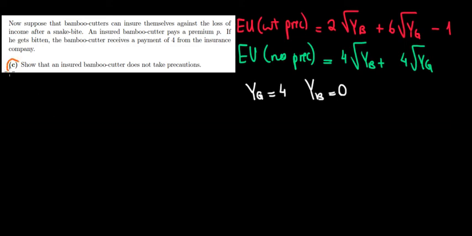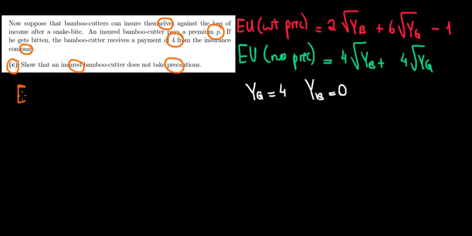Let's solve part C now. Suppose that these guys can insure themselves against the loss of the income after the snake bites them, and he must pay a premium for that insurance. Now, if he gets bitten, then he receives a payment of 4 from the insurance company. Show that an insured bamboo cutter does not take precautions. Meaning, we want to show that the expected utility of having an insurance is higher without precautions than with precautions.